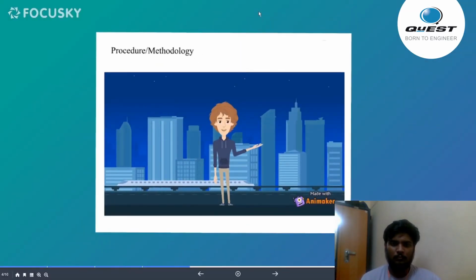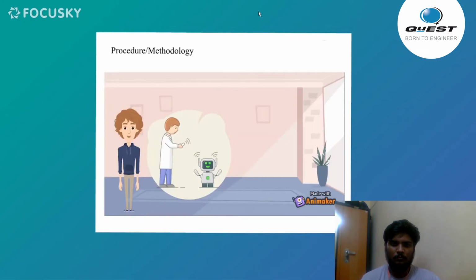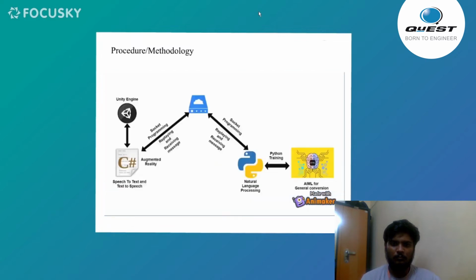Hi, let me take you through the working of the project. Once I speak to the AR character, it converts my speech to text and then sends it to the NLP to process the query. Once the query is solved, the reply goes back to the AR character. Then the AR character converts the text message to speech and replies to the user. Now let's look at the architecture diagram of the project to make it more understandable.